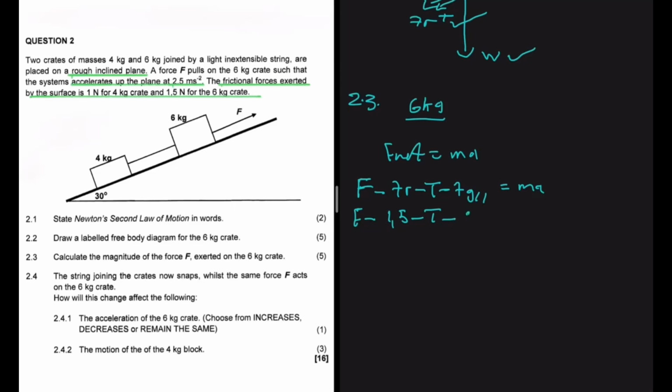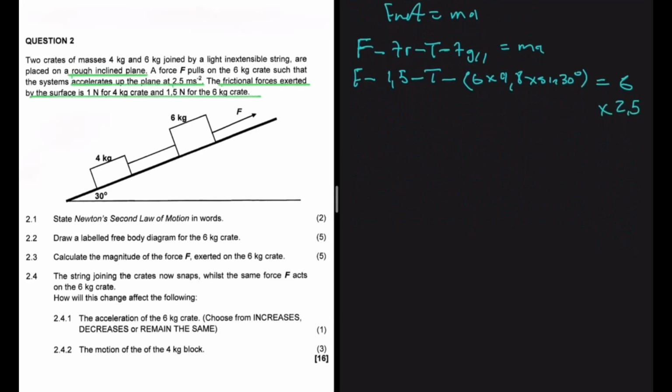FG parallel is going to be the mass, which is 6 kg, multiplied by 9.8 sine of the angle, sine of 30 degrees. And then this is equal to MA. M is 6 and A is 2.5. So now we can go ahead and say that the force minus tension minus 30.9 is equal to 6 multiplied by 2.5, right?